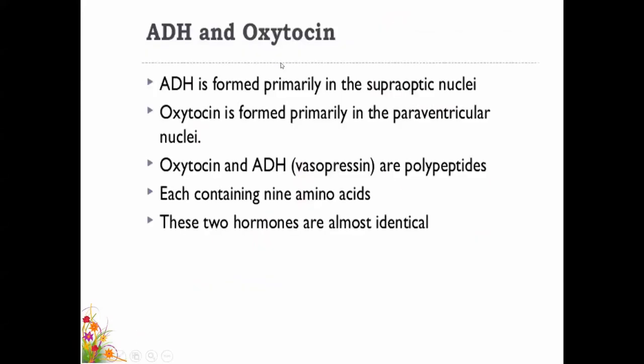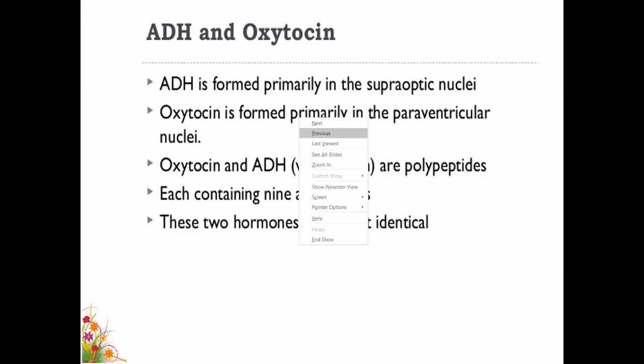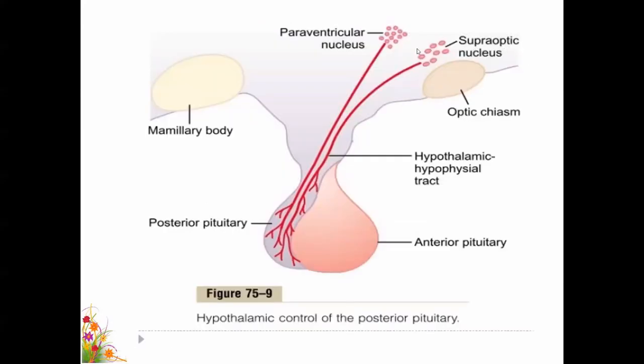So there are two main hormones secreted by the posterior pituitary gland, that is ADH and oxytocin. ADH is primarily formed by the supraoptic nuclei, and oxytocin is primarily formed by the paraventricular nuclei. So this one is the supraoptic nucleus and the other one is the paraventricular nucleus.